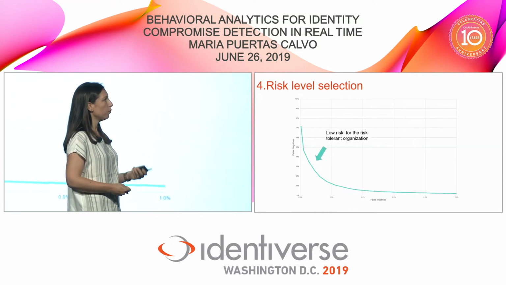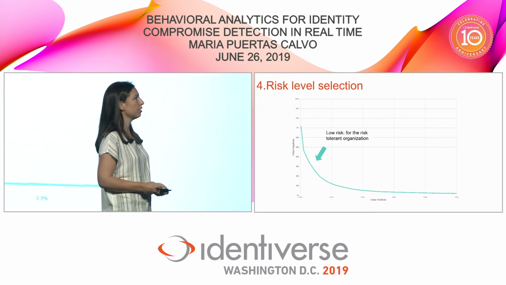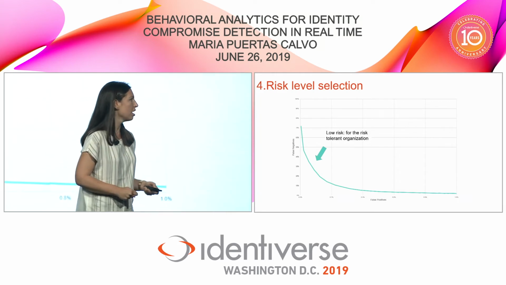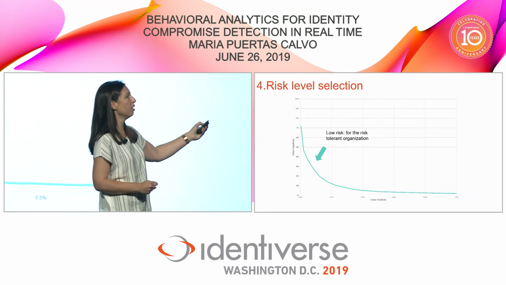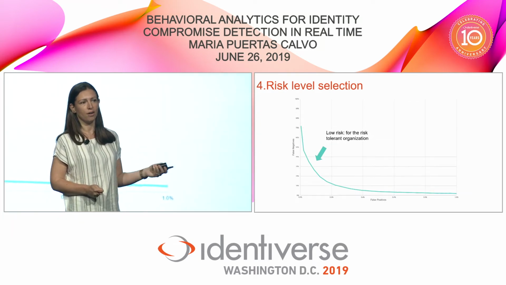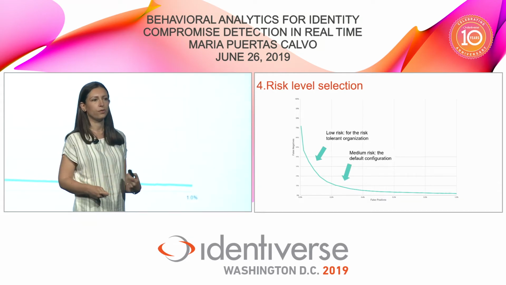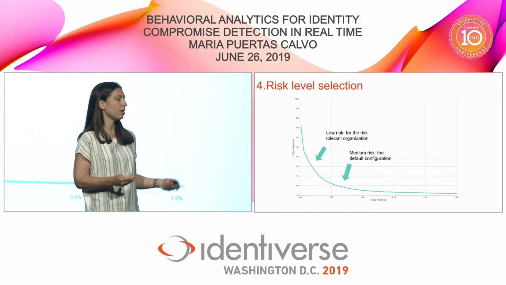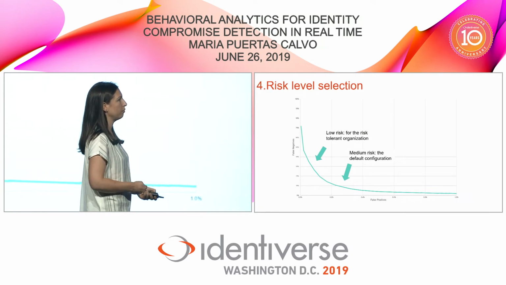So for the risk-tolerant organization, this is the organization that definitely does not want to bother their good users. The false positive rate has to be low, so it has to be somewhere on the left, which means they're still going to miss some of the bad guys going through. For some medium risk, for some average organization, you will find a balance that's never going to be perfect, but something between the false positives and false negatives.